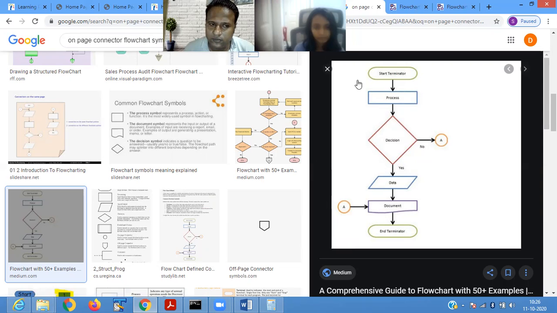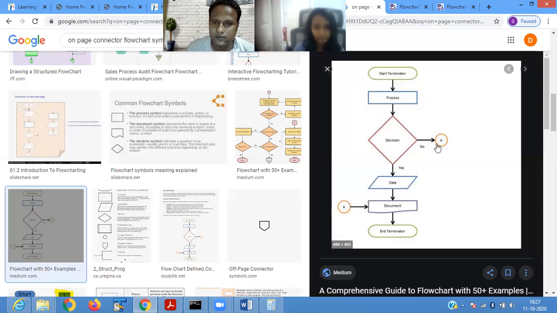Do we have to put the A in the middle of the on-page connector? So the on-page connector is a circle, right? Yes, this circle, this one. This one is called the on page connector. It means if you want to continue the diagram in the same page, this circle is called the on page connector.